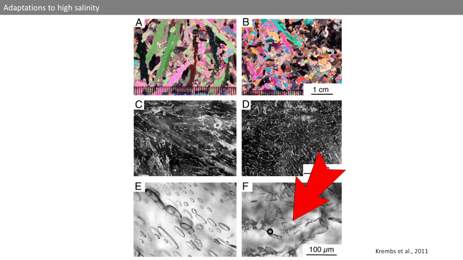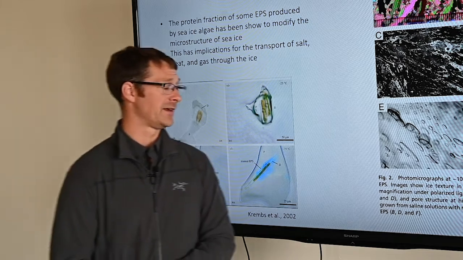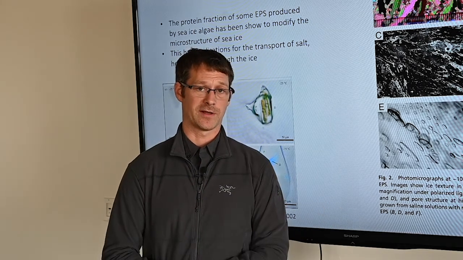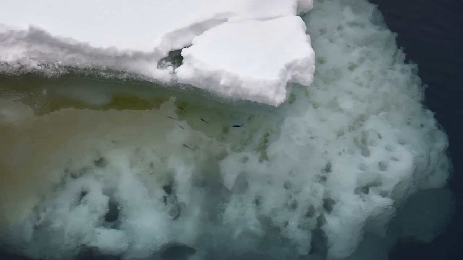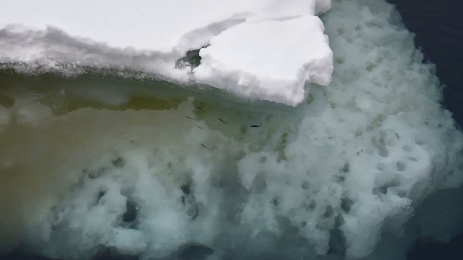This leads to a much higher connectivity within the EPS-doped ice, creating a greater connectivity between pore spaces in that ice and a greater exchange of water and gases through the ice. This has big implications for the transport of salt, heat, and gas through the ice across both the Arctic and the Antarctic oceans. Compatible solutes are molecules that can compete for water but that don't interfere with protein functions.